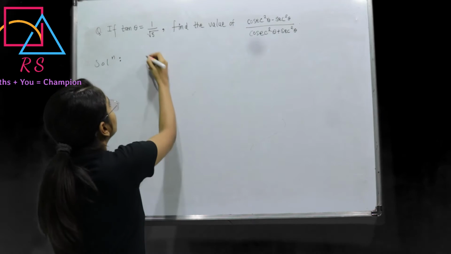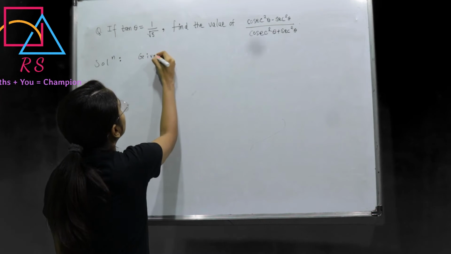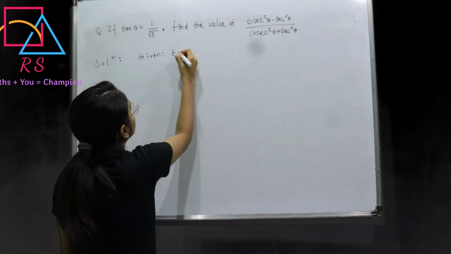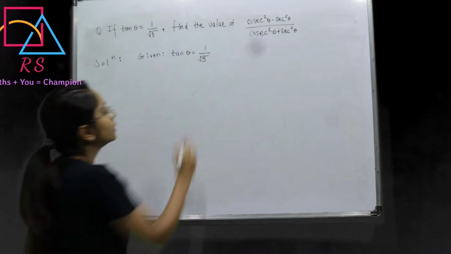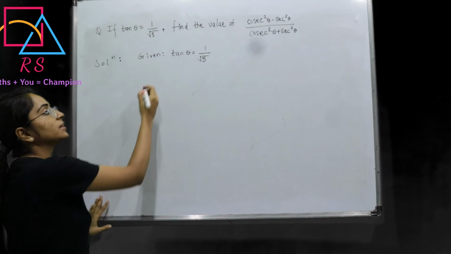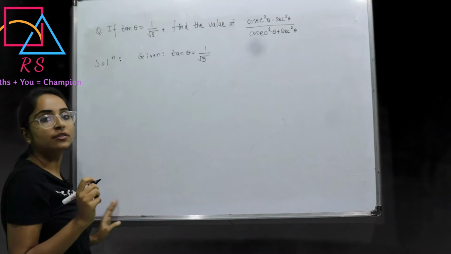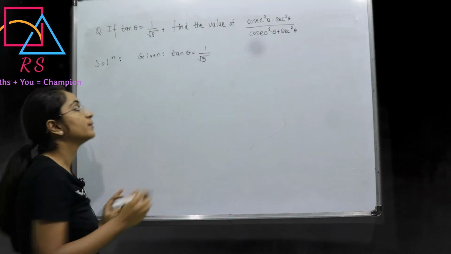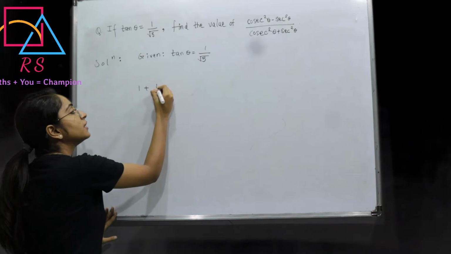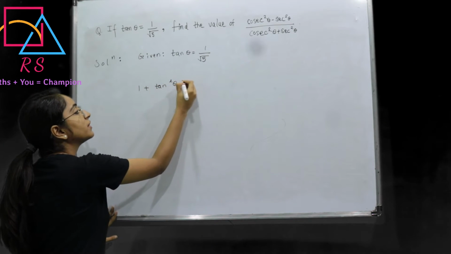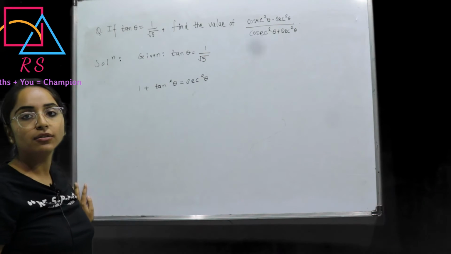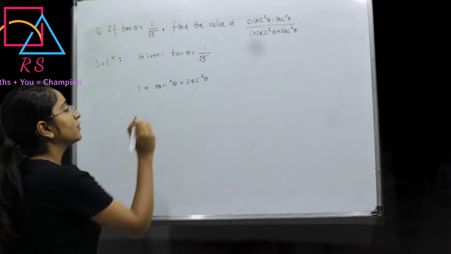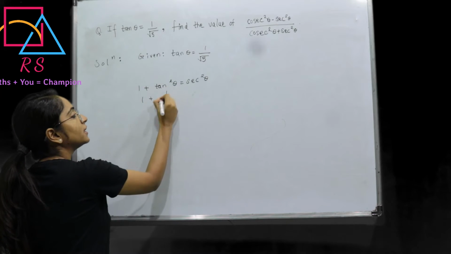So the given part says tan theta is equal to 1 upon root 5. So further we will use the identity which has the value of tan theta. 1 plus tan square theta, as we know, is the second identity, equals sec square theta. Thus we will substitute the value of tan square theta here.